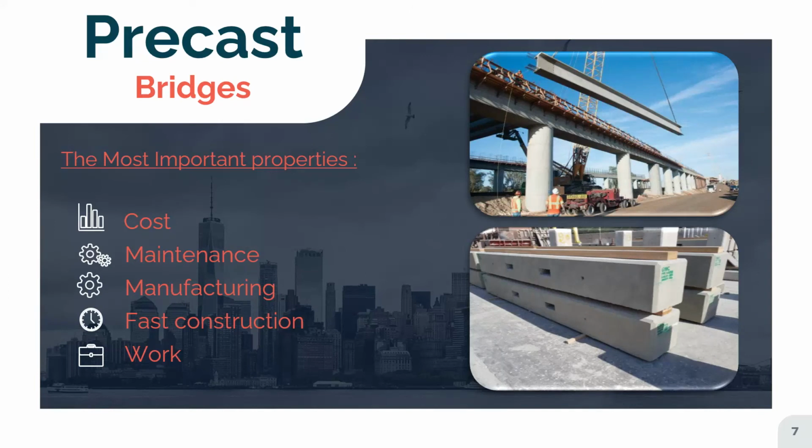Precast bridges. In these bridges, various concrete geometric shapes are casted in the factory and then transported to the construction site. They have several properties. First one is low initial cost because costs are lower for formwork and scaffolding. This method has the minimum maintenance of all methods.